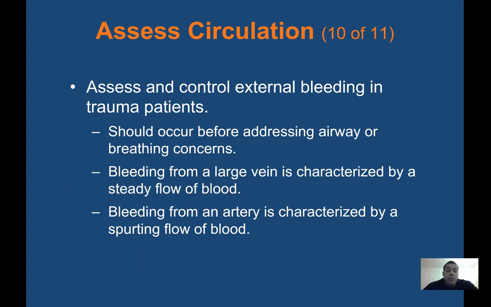Assess and control external bleeding in trauma patients. This should occur before addressing airway or breathing concerns. Bleeding from a large vein is characterized by a steady flow of blood. Bleeding from an artery is characterized by a spurting flow of blood. So if a patient has some type of external bleeding where they could bleed out really quickly, you're going to try and stop that first before you assess the airway.